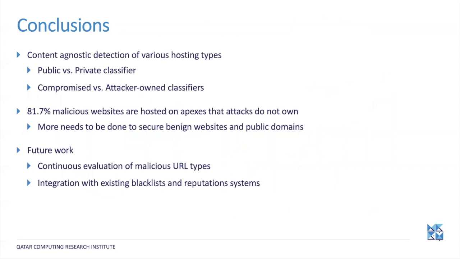So in conclusion, we build machine learning models to classify malicious URLs as public and private hosting. And for each of these types of URLs, we build models to identify whether they are compromised or attack-owned. And we see the concerning trend that nearly 82% of malicious websites are hosted on apexes that attackers do not own. So we believe more research needs to be done to secure these websites and public domains. As future work, we plan to implement a continuous evaluation of malicious URL types and also integrate it with existing blacklists and reputation systems.